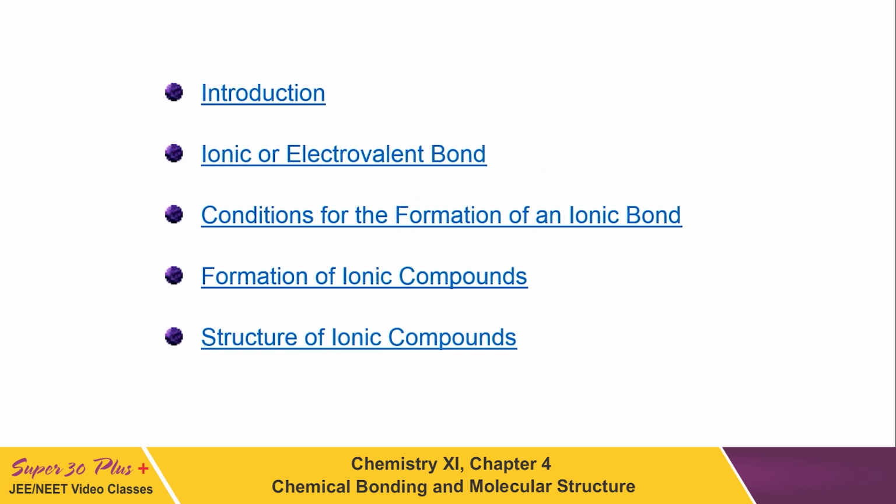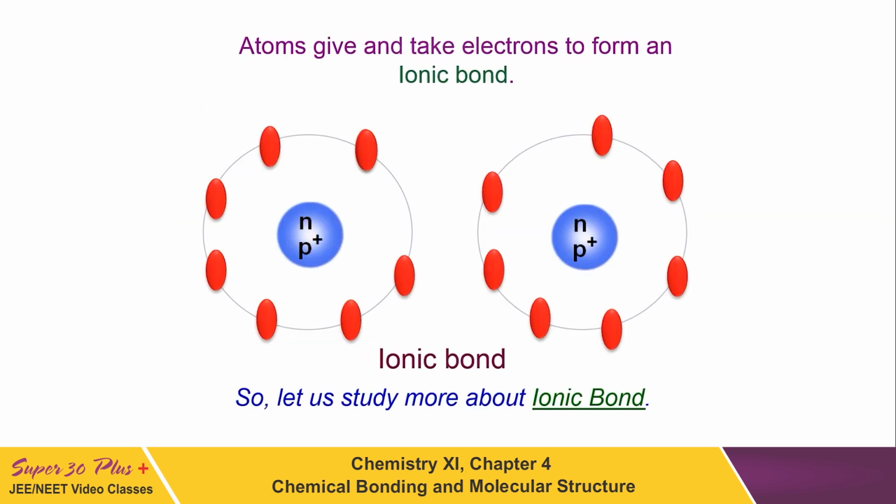So in this class, I'll give you the introduction of ionic bond. Then I'll tell you what exactly the ionic or electrovalent bond is. Then we will discuss the conditions for the formation of the ionic bond, which means under which conditions formation of ionic bond is favorable and what conditions are against it. Then we shall look at the formation of ionic compounds, and study the structure of some ionic compounds. Alright, so let's start this unit.